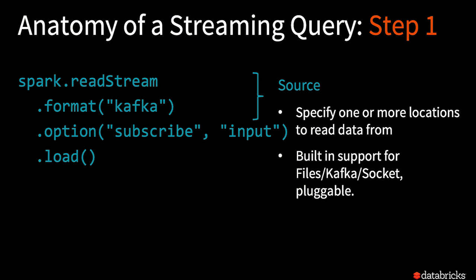So the first thing you do is specify the source, read from one or more locations if you have more than one topic, whether you're reading from a file system. We support sources like files, Kafka, socket, which are actually all pluggable. You can write your own, the APIs are extensible, but the ones supported out of the box are files, Kafka, socket, Kinesis, and then there are a lot of other connectors that people write that plug in very easily because the data source APIs are very extensible.